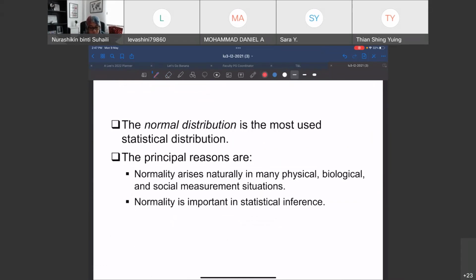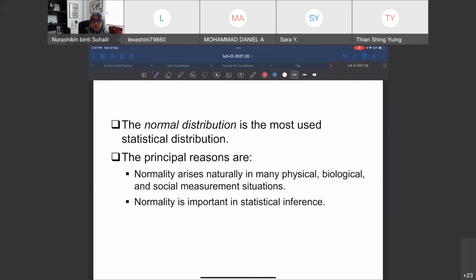Normal distribution is the most used statistical distribution. The reasons are that normality arises naturally in many physical, biological, and social measurement situations, and that has made normality important in statistical inference. So when we say normality, I've mentioned this. This is the trend that has been observed by statisticians in many cases.